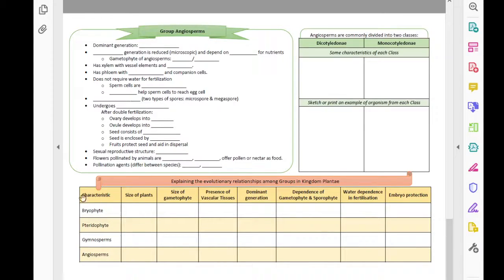This part about exploring evolutionary relationships among groups in Kingdom Plantae, I might do a video on it, or we might just discuss it during face-to-face lessons. So we're only focusing on the angiosperm part for this video. Okay, are you ready? Let's get started.